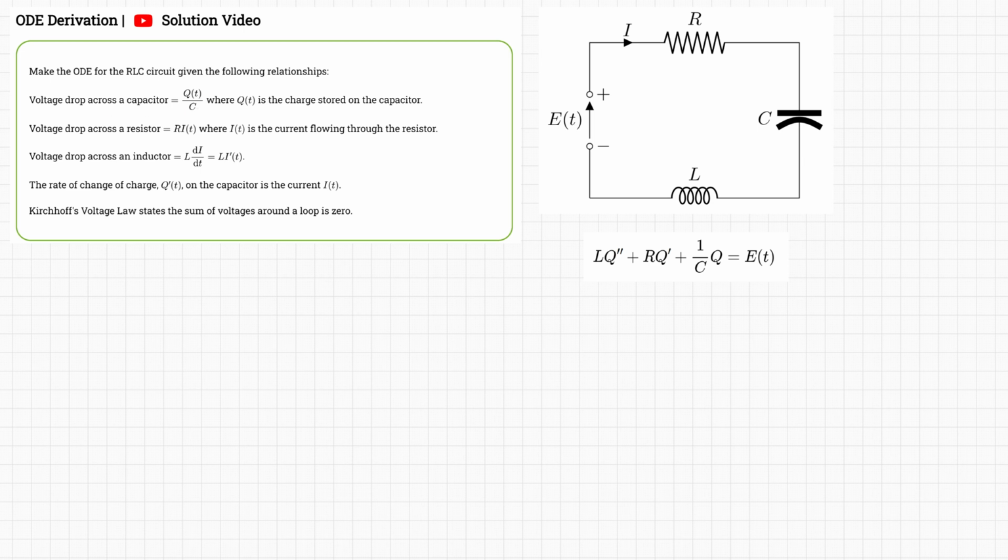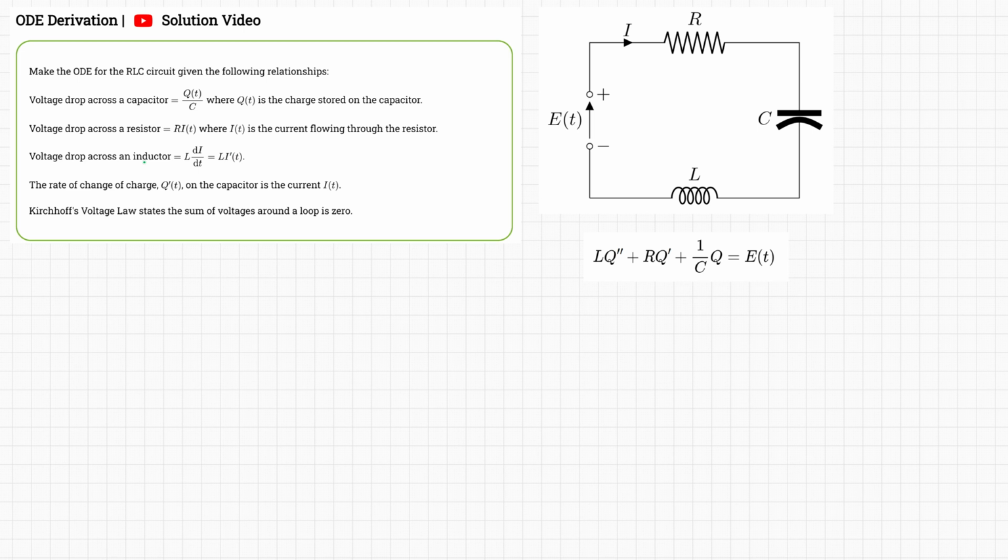So we have the voltage drop across the capacitor is Q of T over C, where Q of T is the charge stored in the capacitor. So it'll be right around there. Voltage drop across the resistor is R times I of T, where I of T is the current flowing through the resistor. That'd be that component.